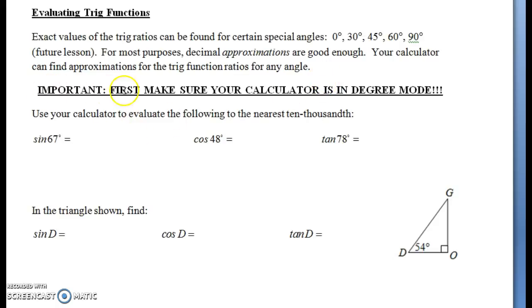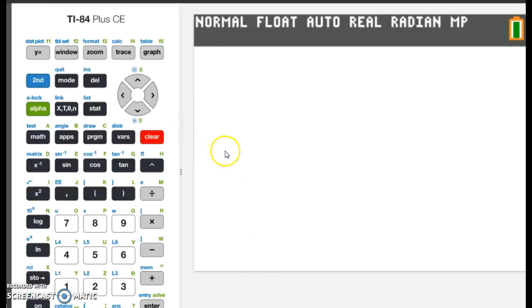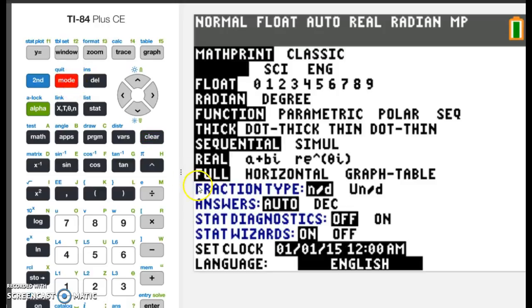But make sure your calculator is in degree mode. There are two different modes on the graphing calculator. The one we want to have is degree mode. There's another mode called radian mode that's used at Algebra 2 and up level. So you have to know which mode you're in because it's a different measurement, and when you put in an angle value, it will give you a different result.